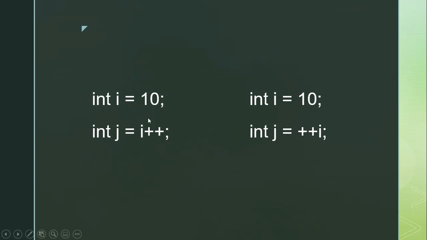So over here, first i takes the value of 10, then as you can see, i comes first. Therefore you first save the value of i into j, and then increase the value of i by 1. And on the right, exactly the opposite. i is still equal to 10, however, first i is incremented by 1, so now i becomes 11, and then it's saved into j.